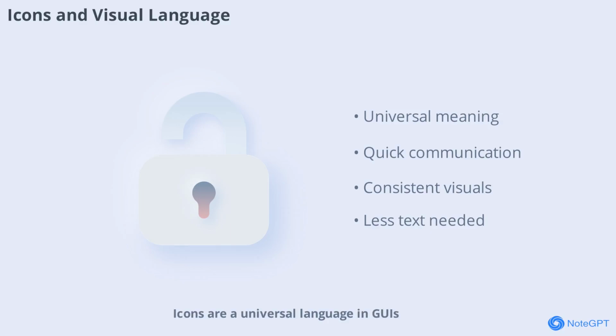Icons are a universal language in GUIs. Well-designed icons communicate meaning quickly, even across different languages and cultures. Using a consistent visual language helps users understand the interface and reduces the need for text explanations.